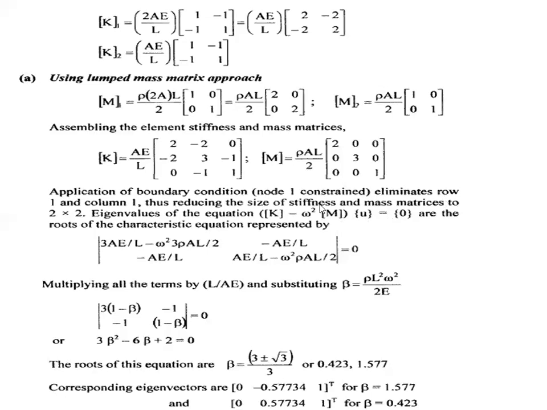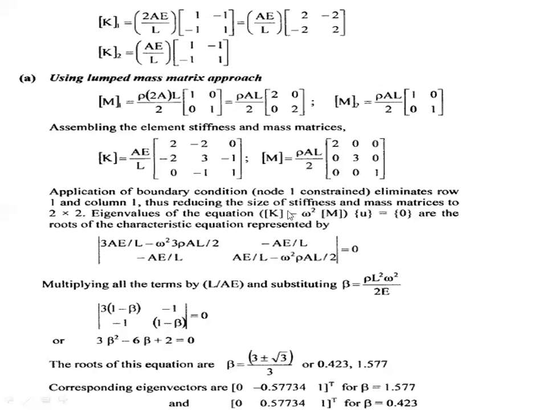So this is a problem for the eigenvalues and eigenvectors. Therefore the det of (k minus omega square m) will become 0. This is the eigenvalue problem. Once you put down the k value and m value, multiply and perform the determinant, you will get the value of omega square.